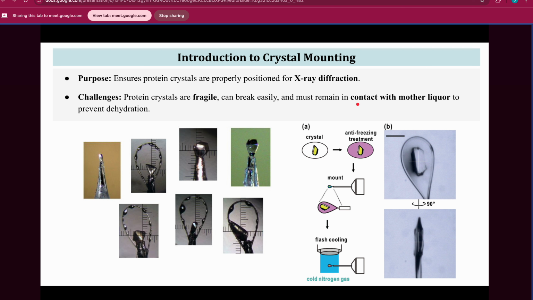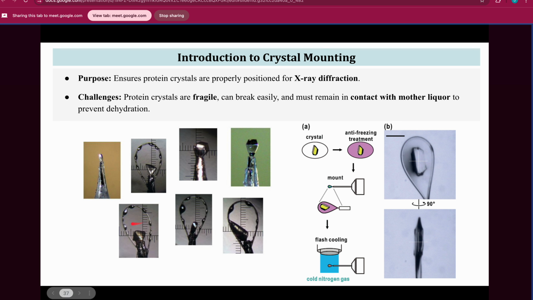And they must remain in contact with the mother liquor so that you can prevent dehydration, because we have seen that about 30% of the crystal is solvent concentration, which is present inside the protein. So we want it to be in contact with the mother liquor so that there is no dehydration, because dehydration will also break our crystal. So these are some of the challenges.